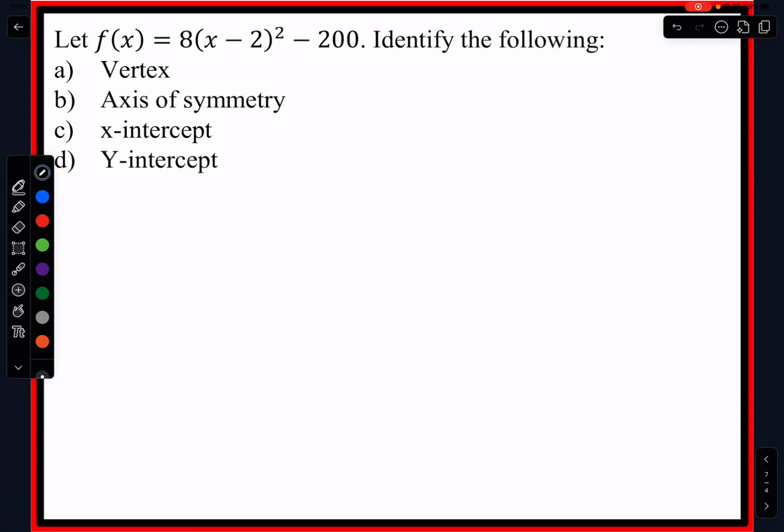In this question, we're asked to identify the following about this quadratic function. So we need to identify the vertex, the axis of symmetry, the x, and the y-intercept. Let's begin by identifying the vertex.